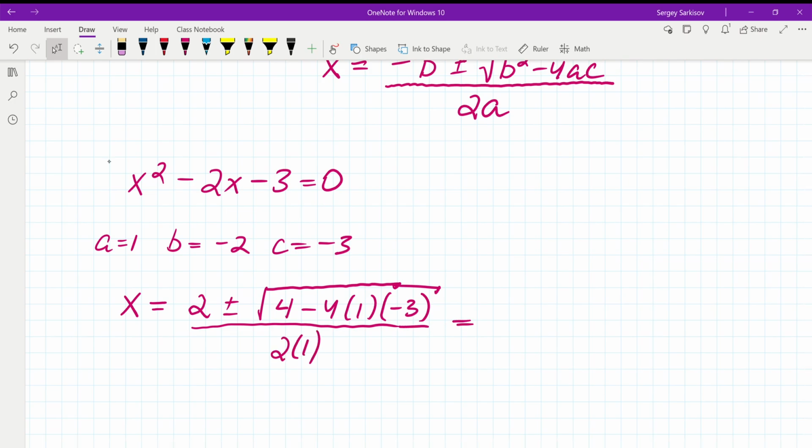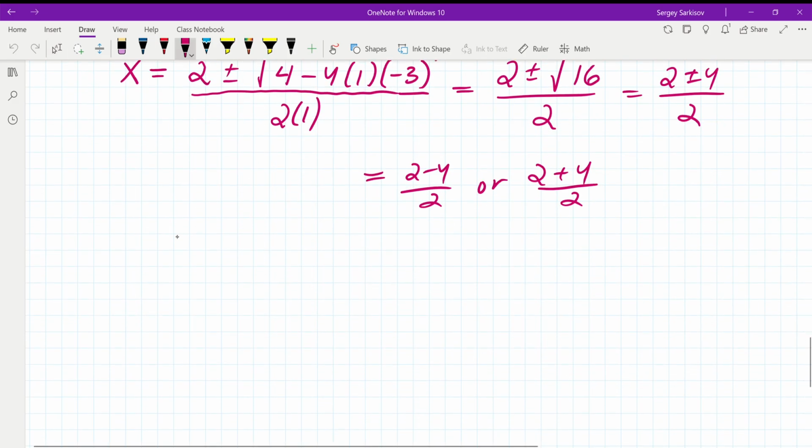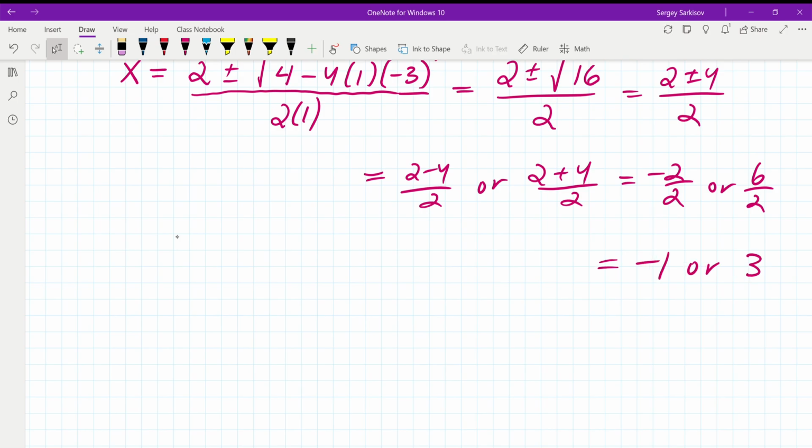And then that's equal to, be careful with the numbers, 2 plus or minus the square root of what? 4 minus a minus 12, that's 16, because it's 4 plus 12, all over 2. Now that's 2 plus or minus 4 all over 2. If you do the minus, that's 2 minus 4 over 2, or if you do plus, 2 plus 4 over 2, which is equal to negative 2 over 2, or 6 over 2, and that's exactly negative 1 or 3. And let's not check now, we already did.